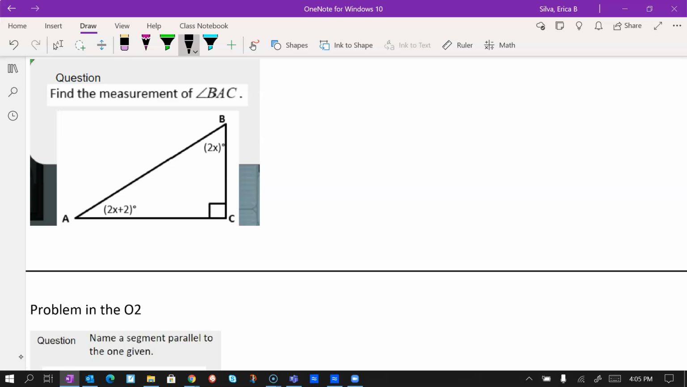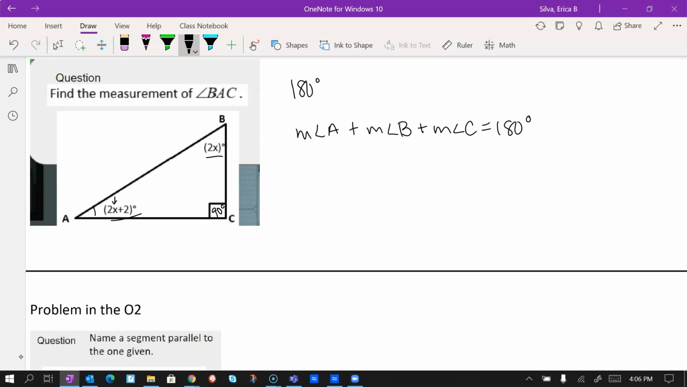So what do we know about triangles? We know that a triangle is equal to 180 degrees, and they're giving us the degree measures. For us to be able to find this angle, we need to solve for x. So we know that if we add the measure of angle A plus the measure of angle B plus the measure of angle C, it is equal to 180 degrees. This little square tells us it's a 90-degree angle.